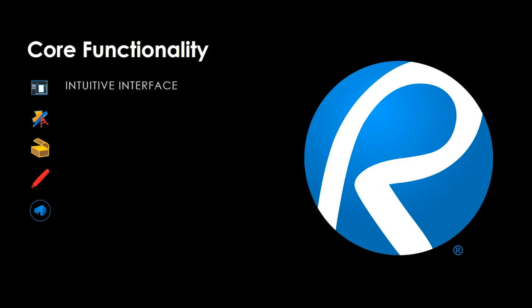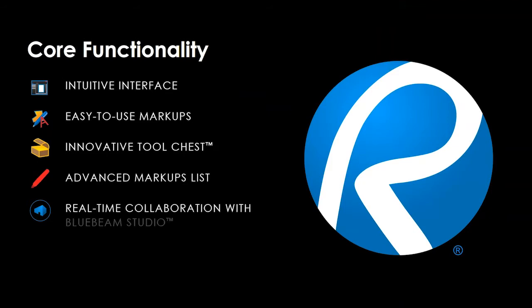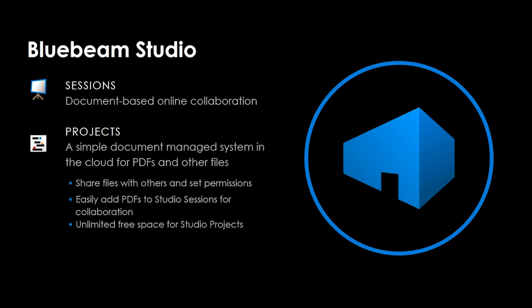The core functionality inside, again, it's an intuitive interface, easy to use markups. I'll show you the tool chest, a couple of things in there, and the advanced markup list, and some collaboration online. The intuitive interface part, once you start using the product, it's pretty easy to understand. I think the hardest part of any software is learning where things are. So the more you use it, obviously, the more you'll learn where those things are.